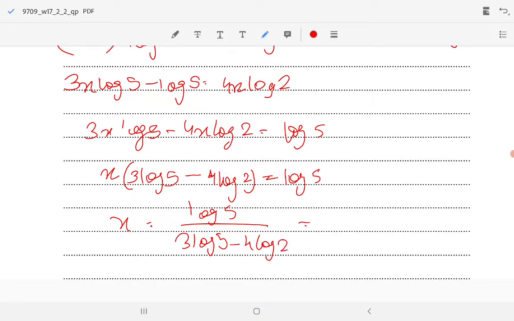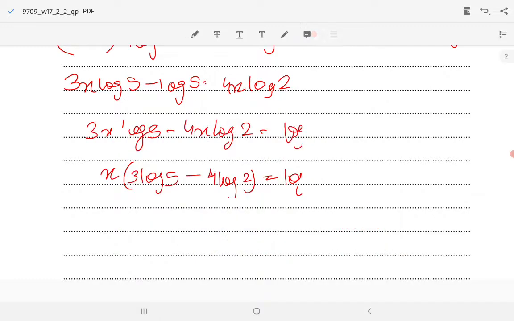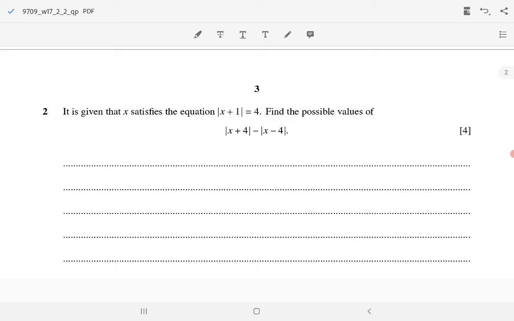And if you solve this using your calculator, you will get 0.782 up to 3 significant figures. Moving on to the next question. It is given that x satisfies this equation. Find the possible values of the expression.